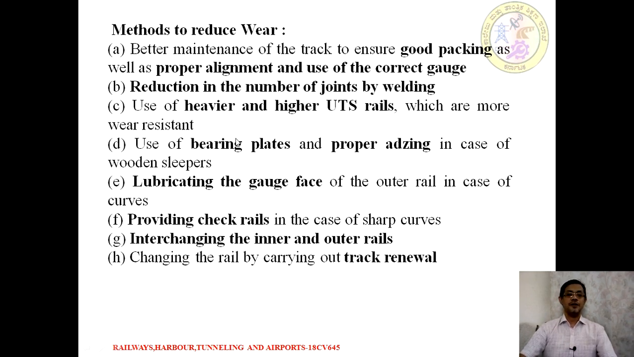Apart from that, providing a bearing plate or proper edging is especially useful as far as wooden sleepers are concerned, so we can reduce the wear. Then, lubricating the gauge faces avoids friction between the rail wheel and the top surface of the rail. Using proper lubrication, especially on curves, that is the outer rails, is applied to reduce the wear.